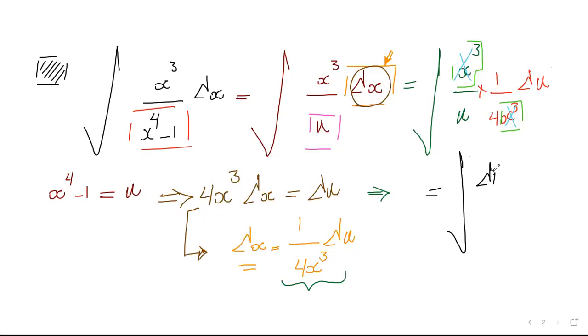I have du over u. And remember, guys, we also have 1 over 4. This is 1 over 4. I can just take 1 over 4 outside as a coefficient, and now I'm left with this one inside. And if you remember from what you have on the table of integration, anything that looks like that should be what? The integration.